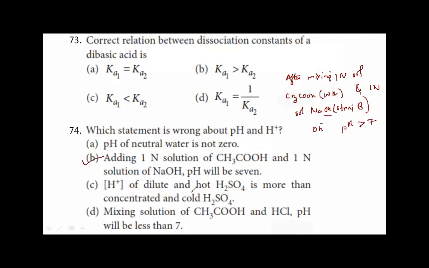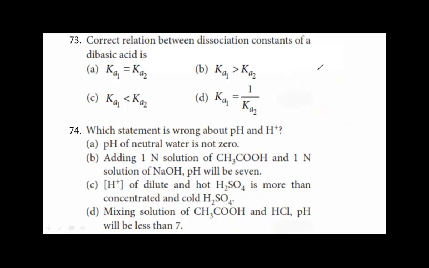H plus ion concentration of dilute and hot H2SO4 is more than concentrated and cold H2SO4. Yes, that is correct. Mixing the solution of CH3COOH and HCl, pH will be less than 7. Yes, because this is a weak acid and this is a strong acid. So when strong acid is there, there will be a higher H plus ion concentration. Therefore, pH will fall below 7. It becomes more acidic. So which is the wrong statement? It is the second statement which is wrong.